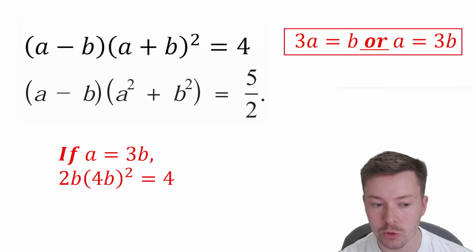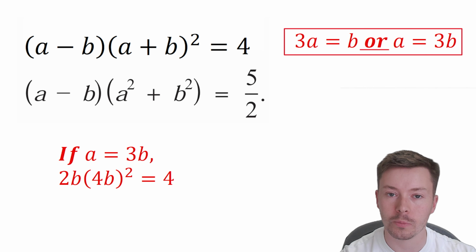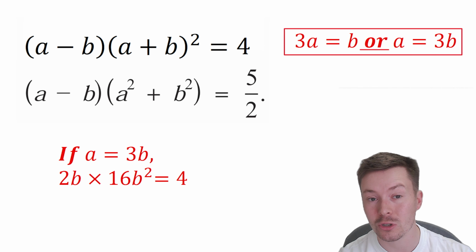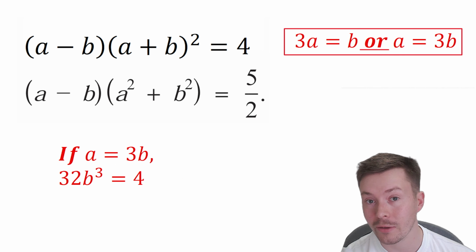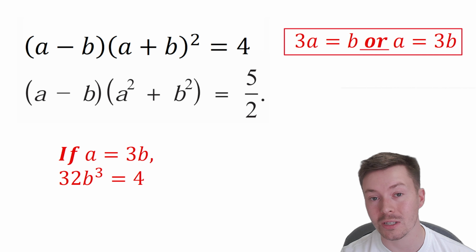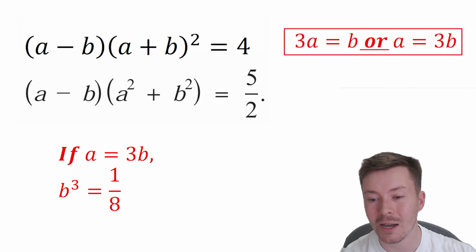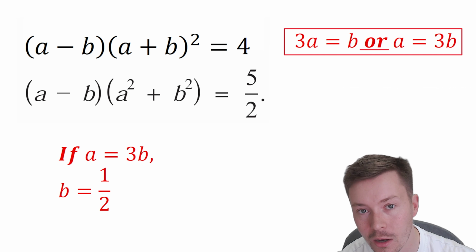We're going to simplify it naturally. So 2b times 4b all squared is equal to 4. We're going to square that bracket to give us 2b times 16b squared is equal to 4. And that will give us 32b cubed is equal to 4. Okay, divide by the 32, so we get b cubed is 1 over 8, and cube root that, we're going to get b is equal to a half.